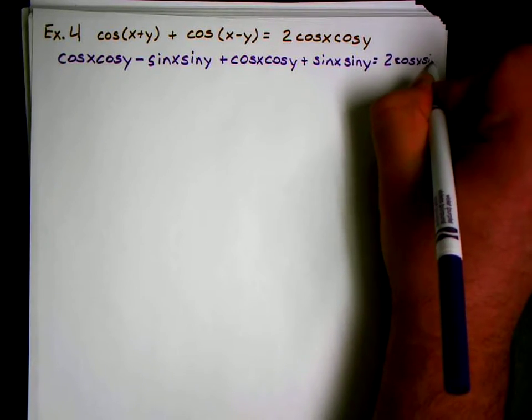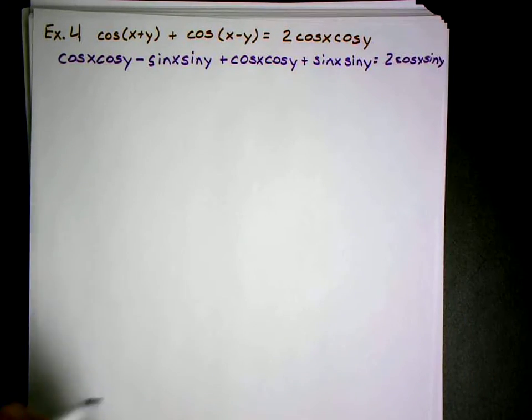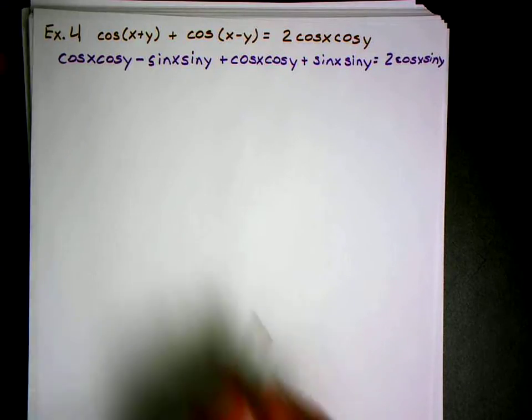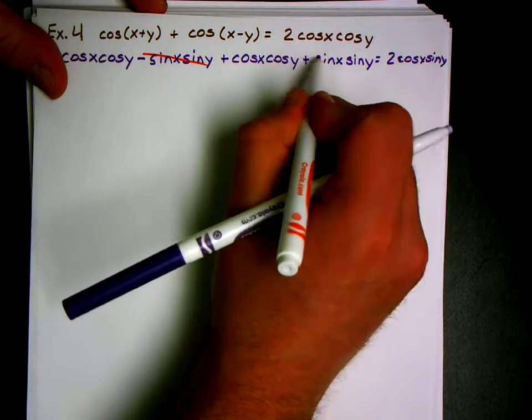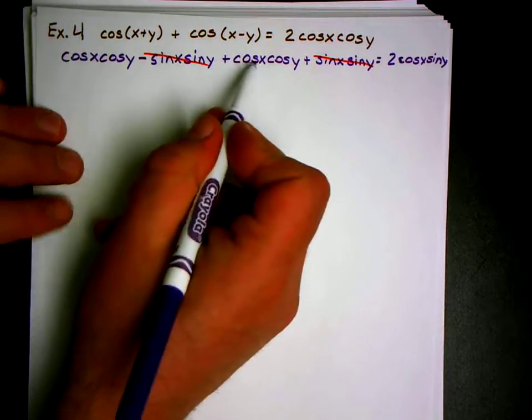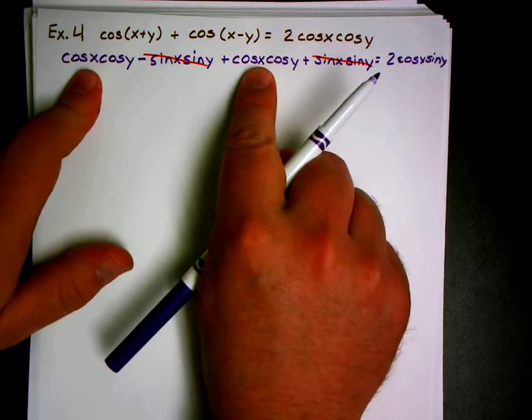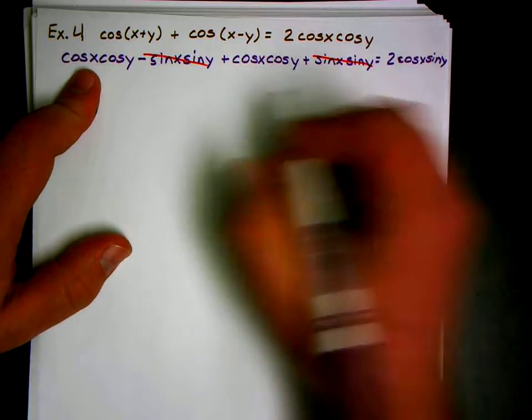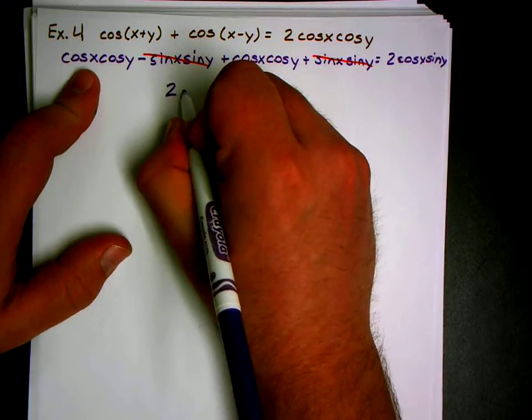Oh, this one's really easy. That was no fun at all. Okay, so this and this cancel out. These two are the exact same thing. So if I take two of the exact same thing and add them together, I end up with 2 of them.